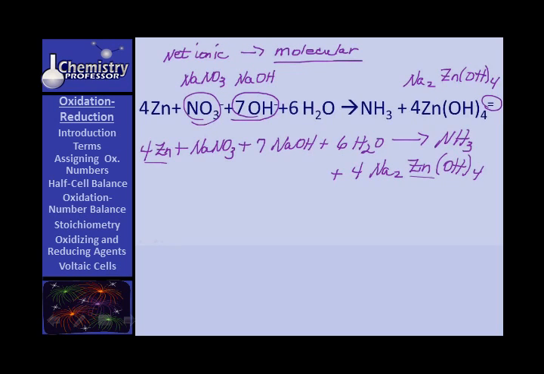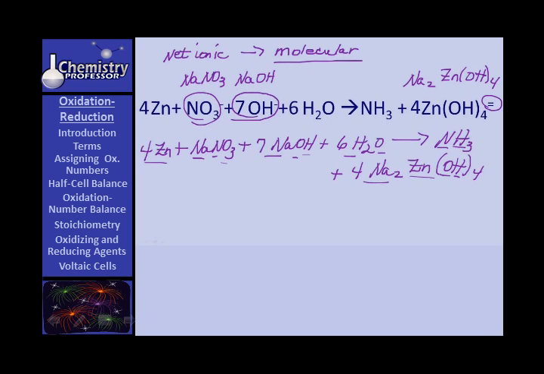I've got 4 zincs here, 4 zincs here. I have 1 and 7 is 8 sodiums, 8 sodiums. I have a nitrogen here and a nitrogen here. I have 3 oxygens here, and 7 here is 10, and 6 here is 16 oxygens. And I have 4 times 4 is 16 oxygens. Let's look at hydrogen. I have 7 hydrogens here, and 12 here is 19 hydrogens. I've got 4 times 4 is 16, and 3 is 19 hydrogens here.